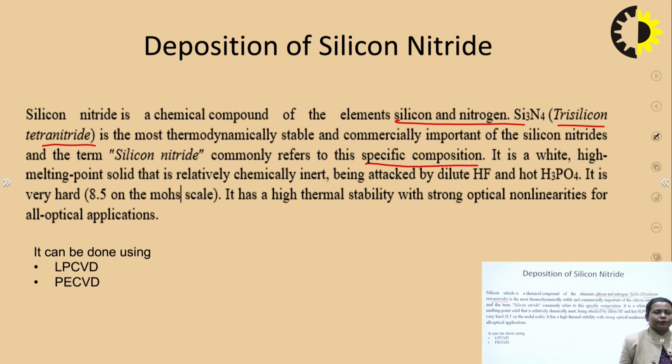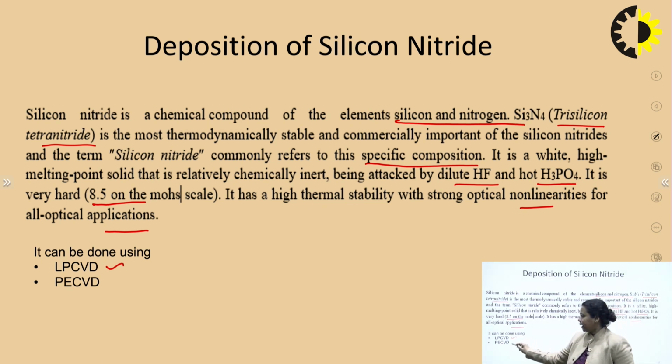and it can be attacked by certain chemicals like hydrofluoric acid, or some kind of H3PO4. So it is highly inert, and it is very hard, around 8.5 on the Mohs scale, right? It has high thermal stability with strong optical non-linearities for all optical applications. So this deposition of silicon nitride is important for optical purposes, and it can be done using LPCVD and PECVD. I have already explained LPCVD and PECVD. So the deposition of silicon nitride we can get by using these two processes, right?